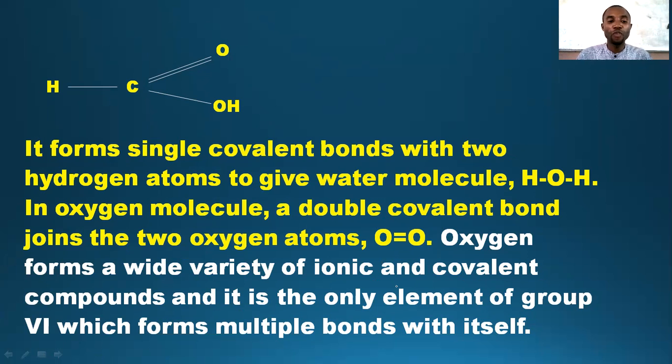So oxygen forms a wide variety of ionic and covalent compounds, and it is the only element of group 6 which forms multiple bonds with itself. Among the group 6 elements, it's only oxygen that forms multiple bonds with itself.